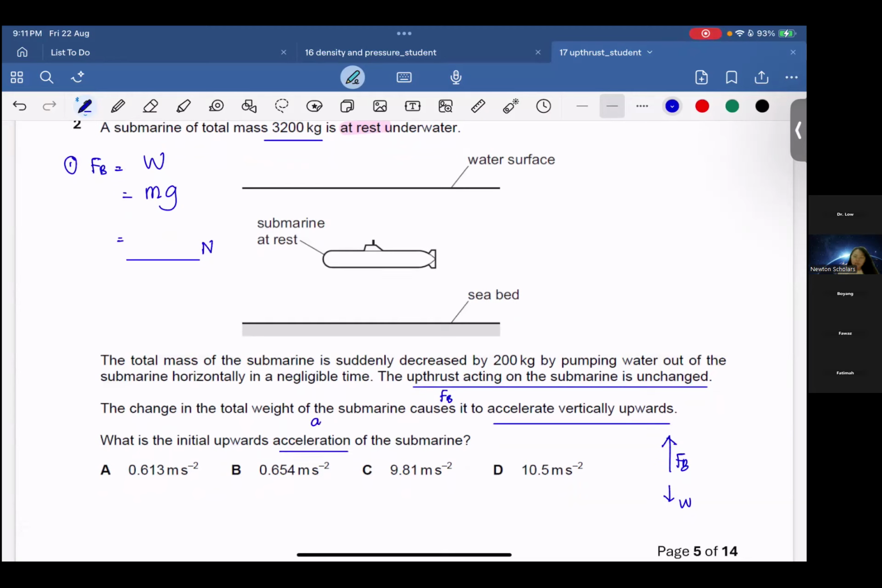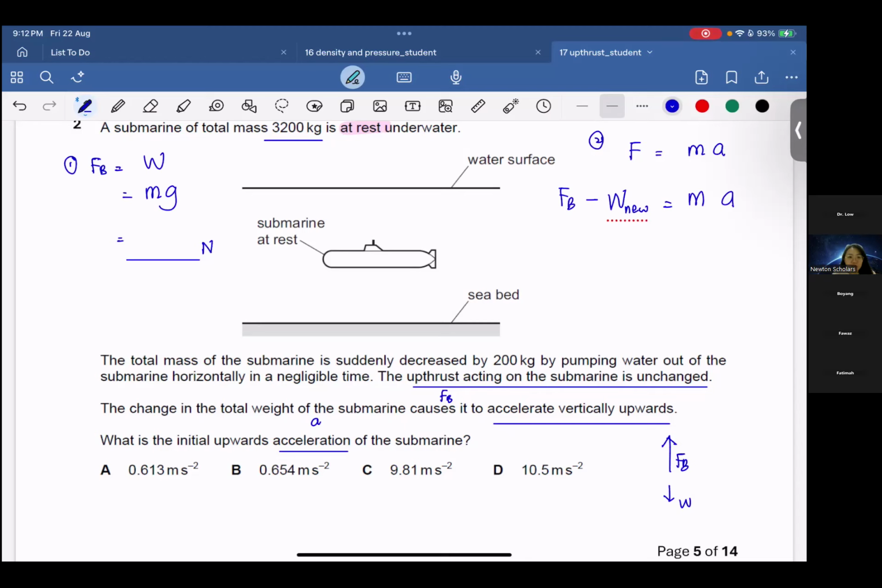Okay, here they're asking you, what is the initial upward acceleration? At this point, it is related to force and acceleration, so we need to use F equals ma. So you have to use the buoyant force minus your weight right now, the new weight, because you already changed the mass, then equals ma. Boys and girls, do your calculation and then tell me.